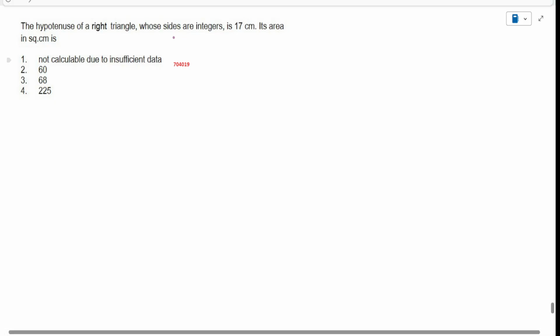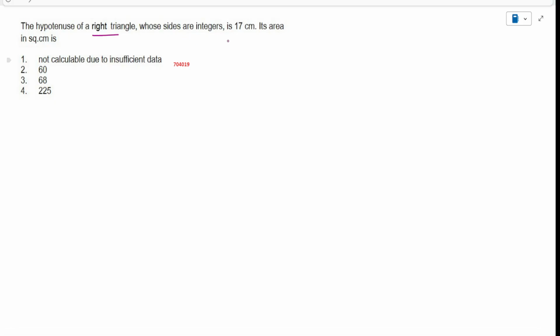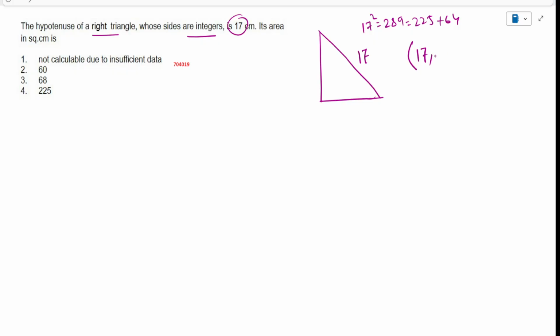Now this question 19. If the hypotenuse of a right angle triangle with integer sides is 17 centimeter. It's a very basic question from Pythagorean triplets, but they don't provide the height and the base of the triangle. But if you see the Pythagorean triplet, we know that hypotenuse square is equal to base square plus height square. So this 17 square, we can write as 289. So this is equal to 225 plus 64. That means the square roots are 15 and 8. These three make a Pythagorean triplet.